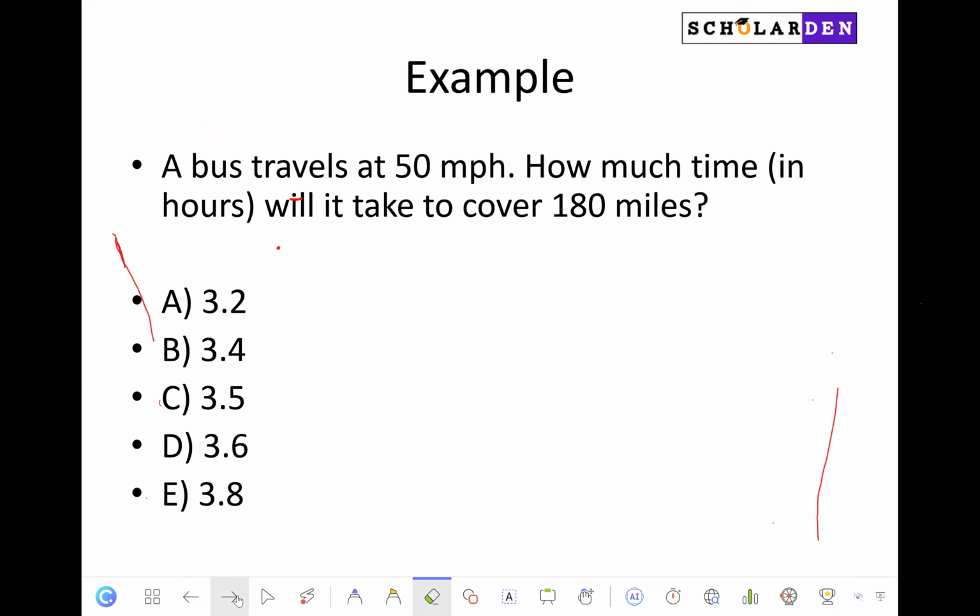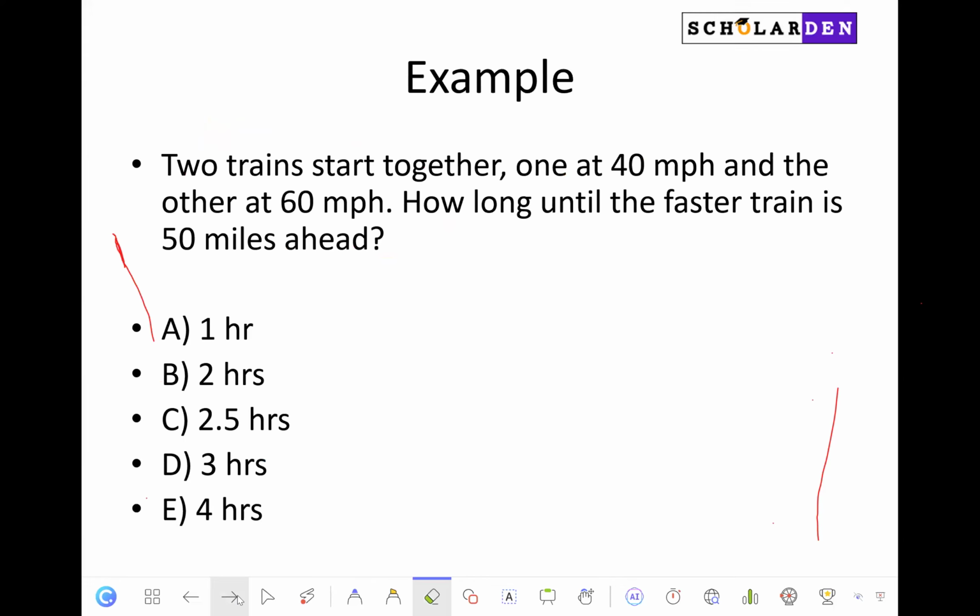Okay, let's do one more question. In one of the scenarios that we discussed in one of the earlier slides, what happens if there are two different rates provided to you, and you're supposed to find the answer in a relative term, or if they're contributing to the same goal? How does that change things? So this is one example of that scenario. Now you have two trains starting together. One is at 40 miles per hour and the other is at 60 miles per hour. How long until the faster train is 50 miles ahead?